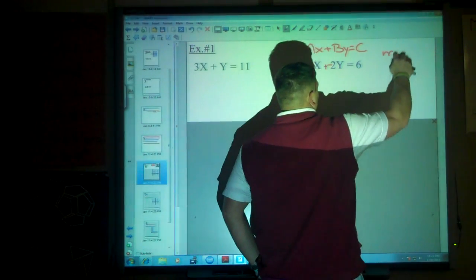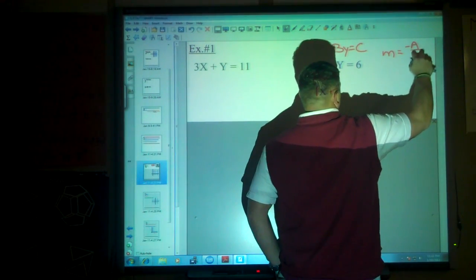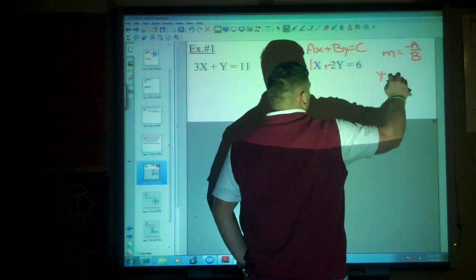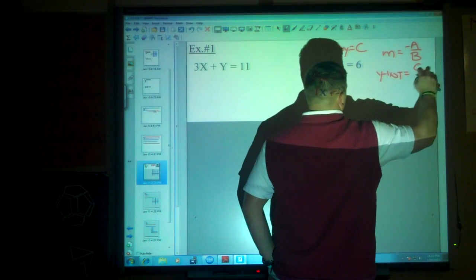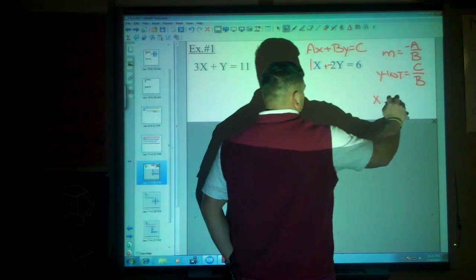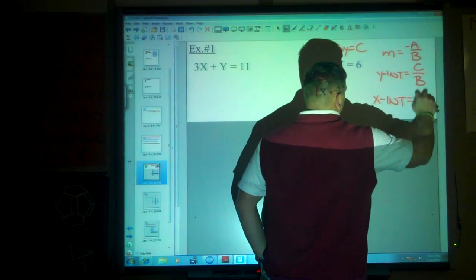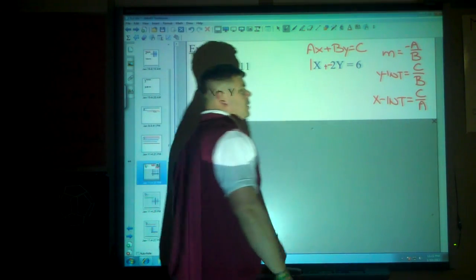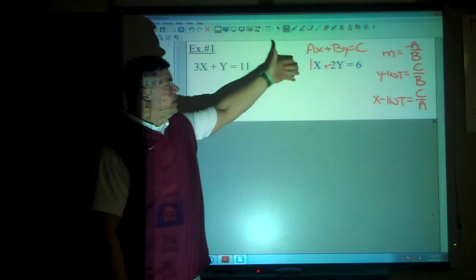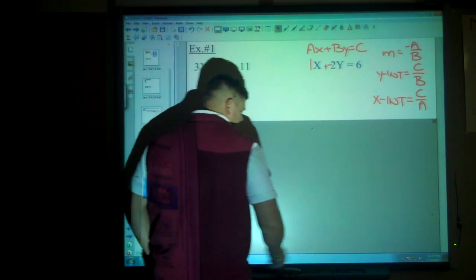If we want the slope, it is equal to the opposite of a over b. If we want the y-intercept, that's equal to c over b. And if we want the x-intercept, it is equal to c over a. So anything we could possibly need for graphing is available to us. All right? We try that out.